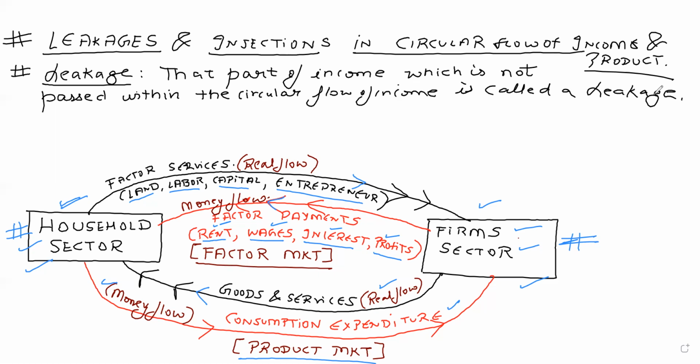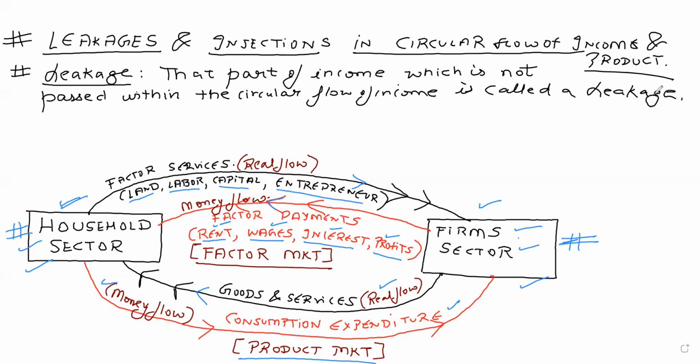So when we talk about leakage in the circular flow of income and product, what does it mean? That part of the income which is going out of the circular flow of income. Now, the circular flow of income is happening between only two sectors, households and firms. But that part of income which is going outside the household and the firm sector is called a leakage. Very simple. That means, guys, that part of income in the economy which is neither going to the households nor going to the firms is called a leakage.